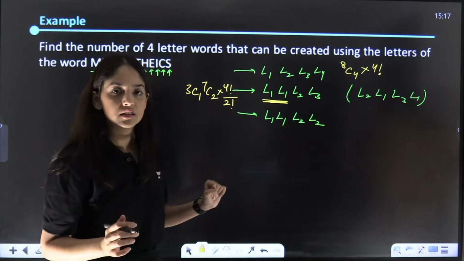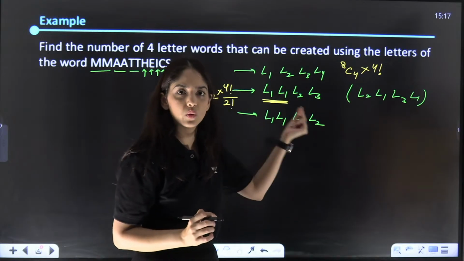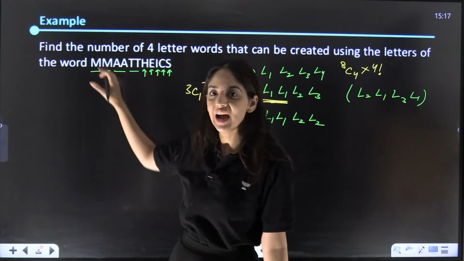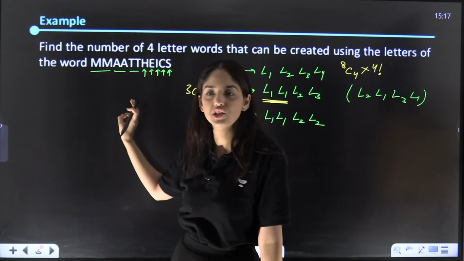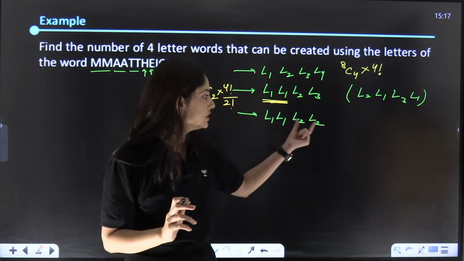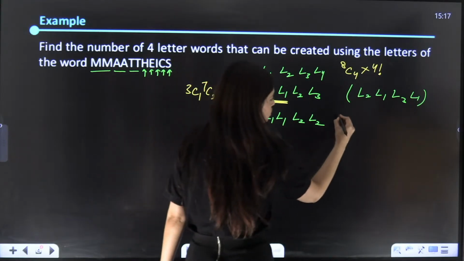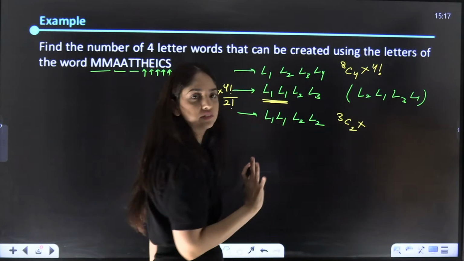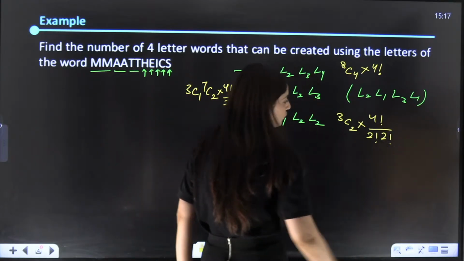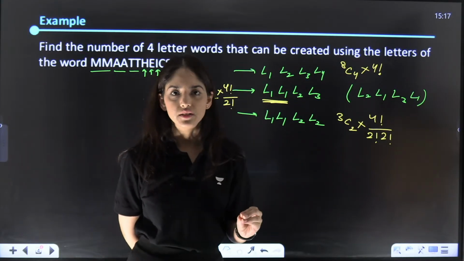Now for the last case, we have to select 2 letters. Just 2 letters, L1 and L2, such that these letters are available twice here. How many letters do we have like that? 3. We have 3 such letters, M or A or T. We cannot select H or E or so on now because we need the same letter twice. So out of these 3, we will select 2. So 3C2, and once we have the 2 letters, we are going to arrange this. So 4 factorial divided by 2 factorial, 2 factorial. And we will just add this up and we will get our answer.